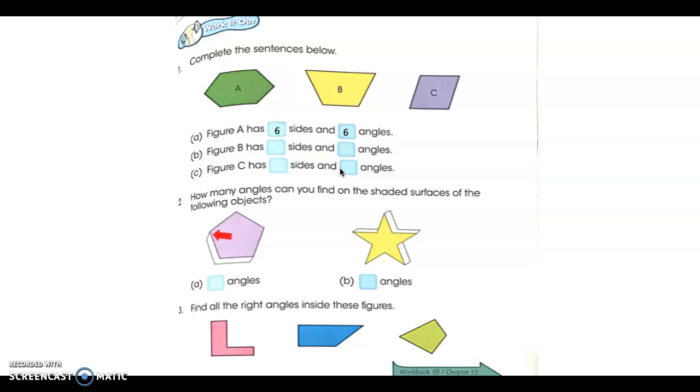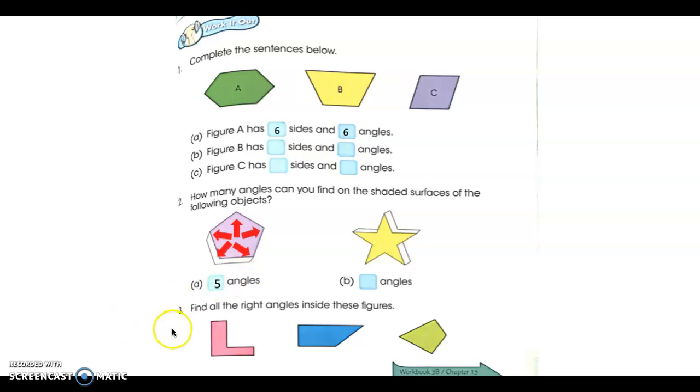Now see this one. How many angles can you find on the shaded surface of the following object? This is shaded, purple color shaded. How many angles? See, this is one angle, second angle, third, fourth, fifth. On the surface, that is the purple colored surface, we can see 5 angles. You can do this one and check how many angles you will see on this surface. So we have 5 here.